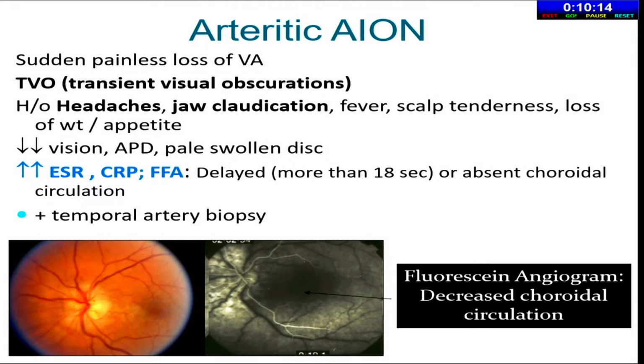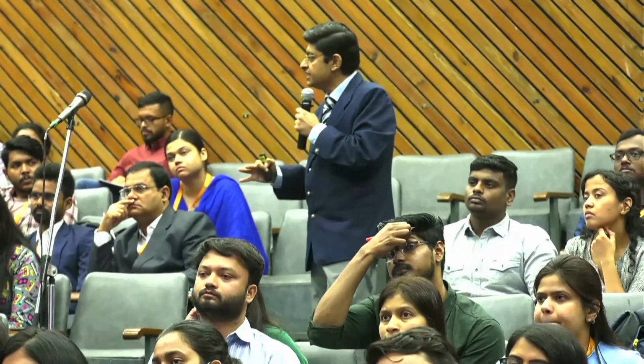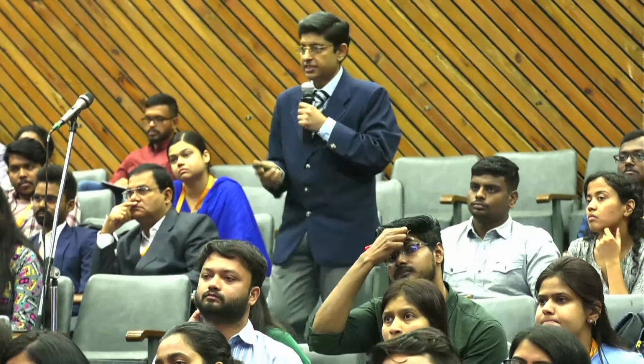The other important thing to remember in arteritic ischemic optic neuropathy is that it's not limited to the optic nerve. These changes are occurring everywhere in your body, and that's why the urgency. Of course, you'll ask for scalp tenderness, loss of weight, loss of appetite. All these things are happening in the patient because this is a systemic disease presenting to an ophthalmologist. They'll come with very severe vision loss with a pale swollen disc.